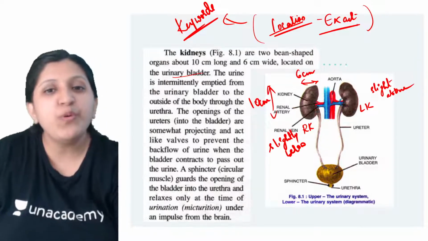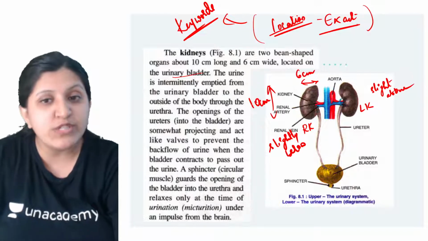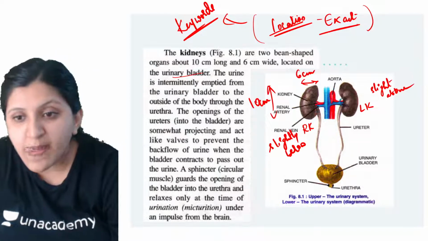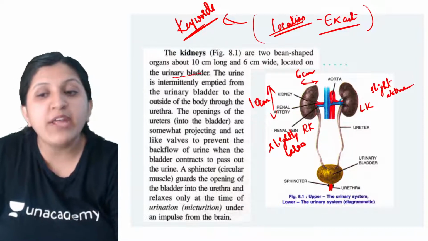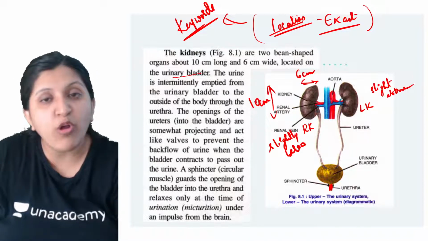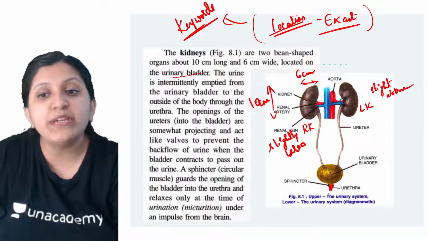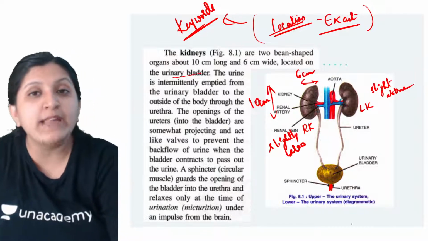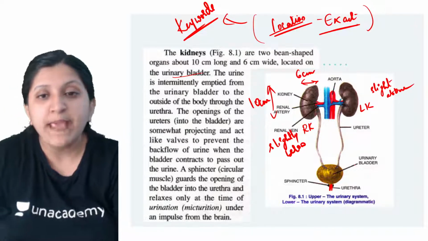Urine is intermittently emptied from the urinary bladder to the outside of the body through the urethra. Now here is the urethra. When the urinary bladder is almost full, under the impulse from the brain, the sphincter muscles are going to open up so that urination, micturition, can occur through the urethra.